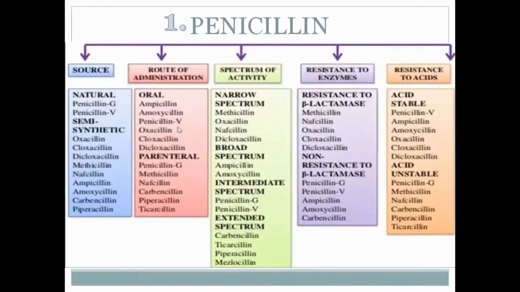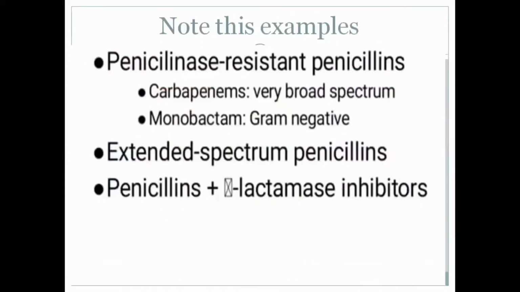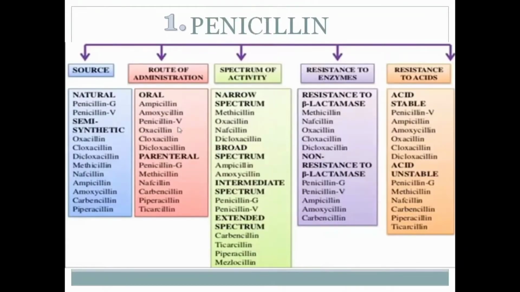So up to this point, we can further classify now to penicillins. Penicillin, as said, could be classified according to the source as natural and semi-synthetic. The natural are only 2, penicillin G and penicillin V. Semi-synthetic includes oxacillin, cloxacillin, dicloxacillin, methicillin, nafcillin, ampicillin, amoxicillin, carbenicillin, and piperacillin. That is according to the source.